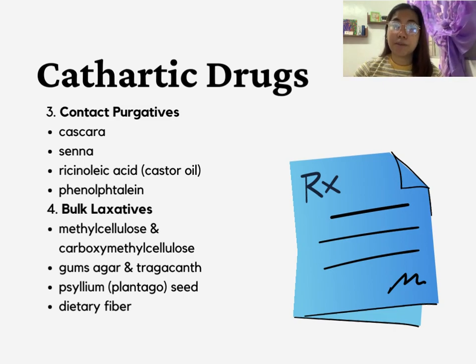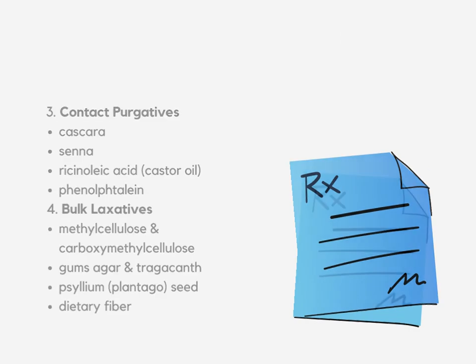So the last type is bulk laxatives. It acts by increasing the size of the feces, in part because of their capacity to attract water. So this group includes methylcellulose and carboxymethylcellulose, the gums agar and tragacanth, psyllium or plantago seed, and dietary fiber.